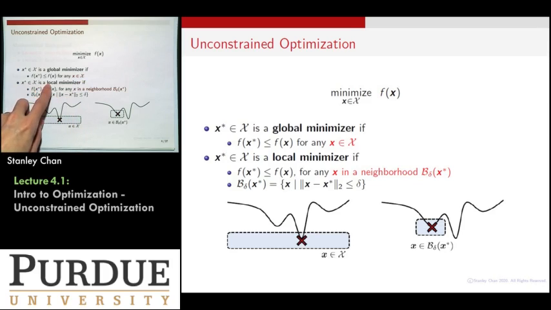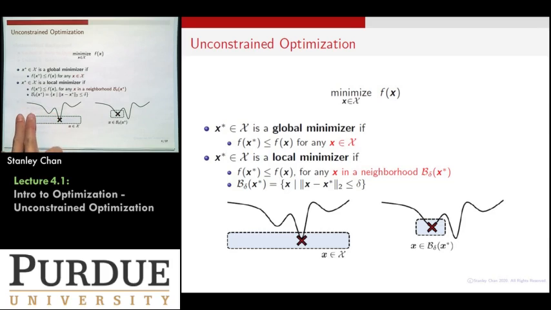The alternative is called a local minimizer, meaning that you put a small ball surrounding the X star, and within that small ball, it is the lowest point. Okay, so that's the definition of a local minimizer. Now, if you want to get a picture, it would be this. So here you have a function. You have multiple local minima.